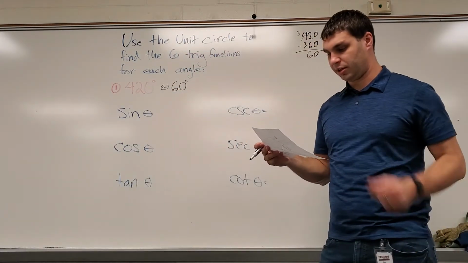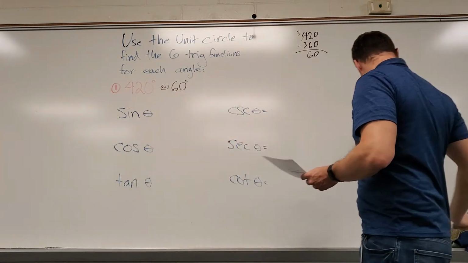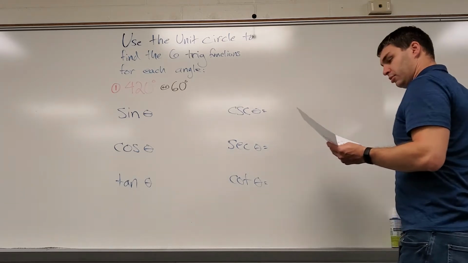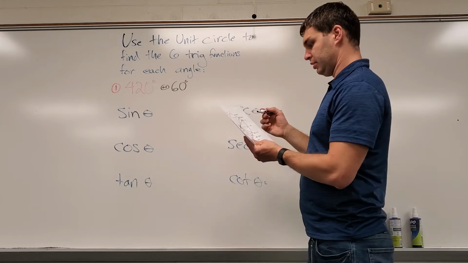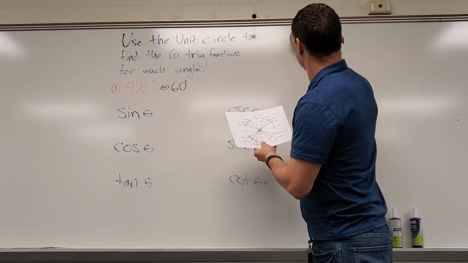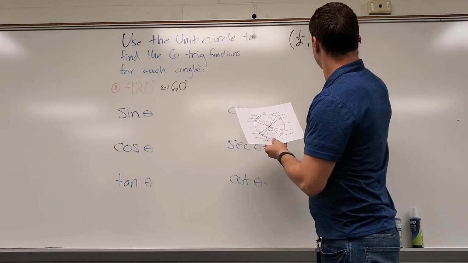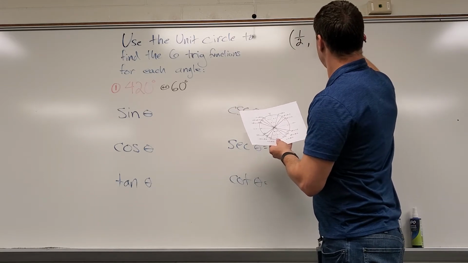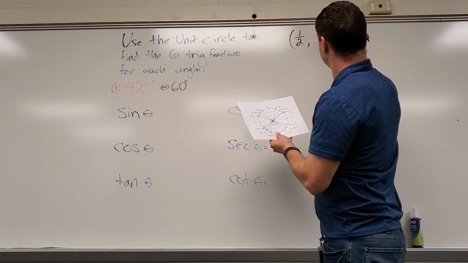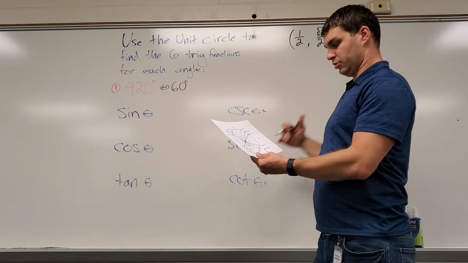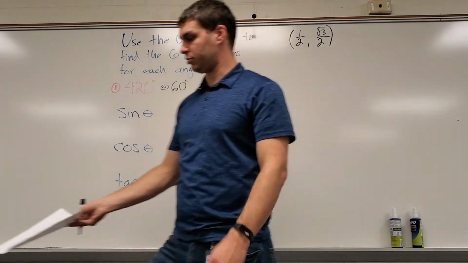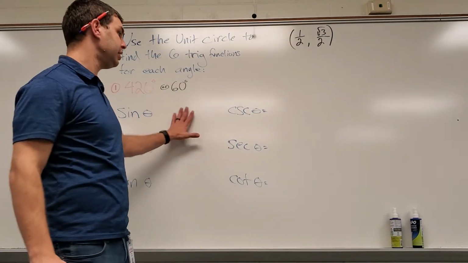At 60 degrees, our sine and cosine are, on my unit circle it says 1/2 and the square root of 3 over 2. And this is in quadrant 1, so they're both positive. That is what we're going to use. So 1/2 and then the square root of 3 over 2. So we have to find the 6 trig functions.